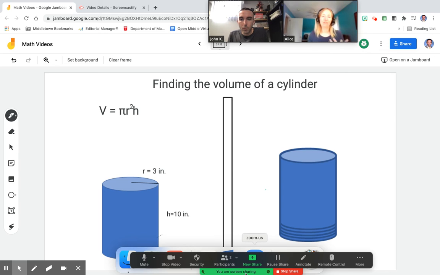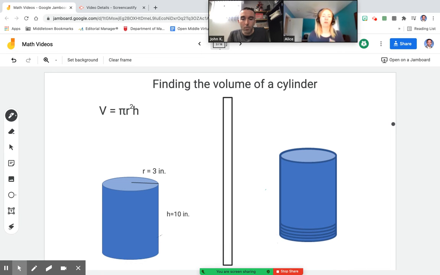So, John, we are finding the volume of a cylinder today. Before I talk about the approach I learned, I just want to mention what volume is. Volume is three-dimensional, and it's basically the capacity of the cylinder. We're saying if we were to pour water or sand into the cylinder, how much could fit? How much could it hold?